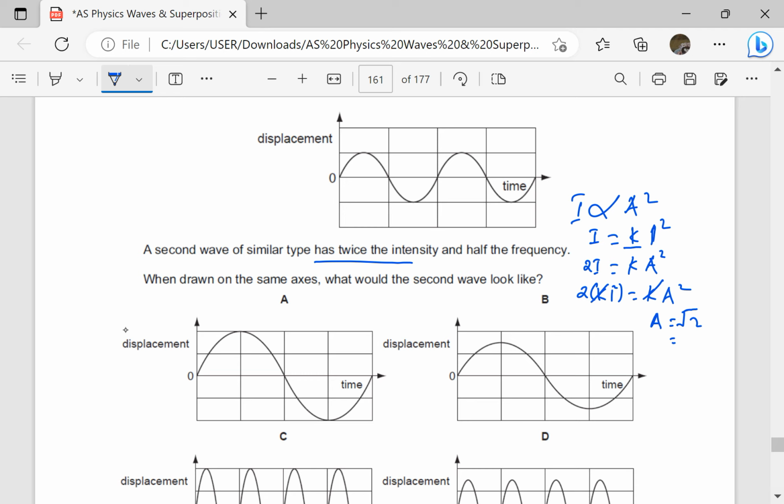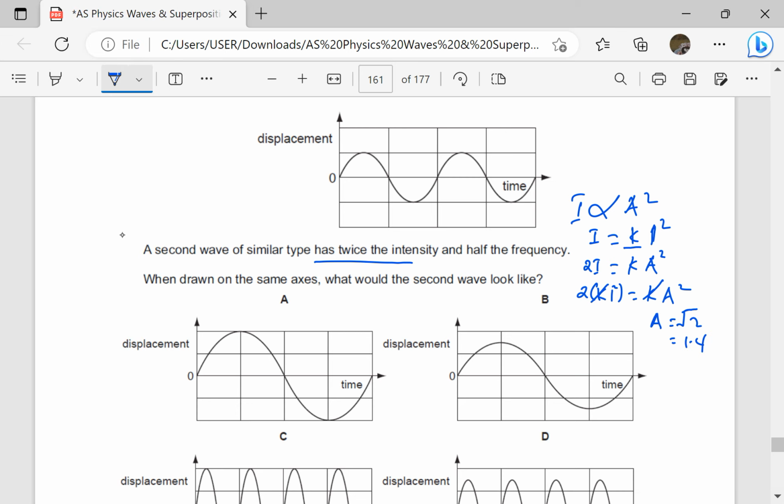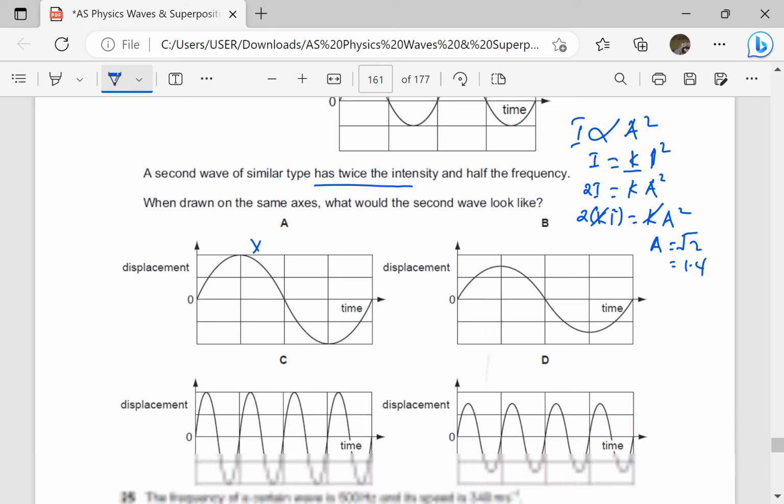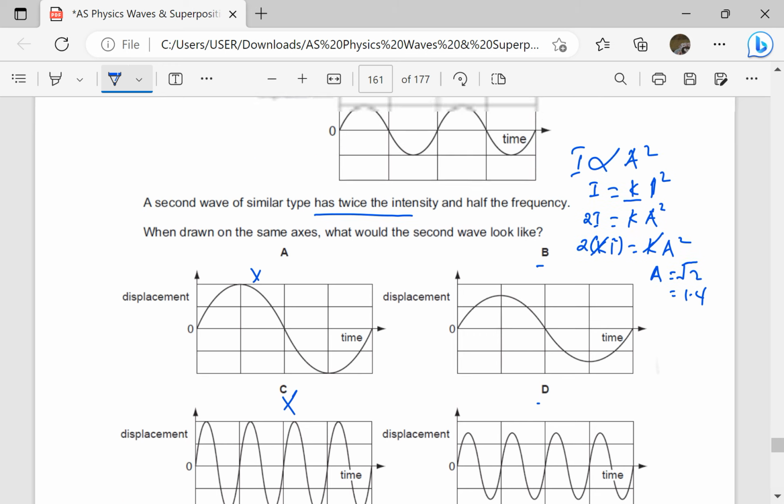And the square root of 2 is around 1.4. That is, it should be one box and a half and above. So this is not yet twice the amplitude. So we have to choose between B and D. Between B and D, let's check the frequency.